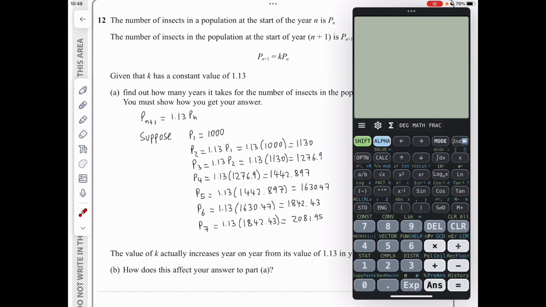It's also useful to have a look at how we could use the calculator here to streamline this process. So I'm starting by storing the 1,000, which was the initial population, onto my answer key by pressing the equal sign. And then I'll be doing 1.13 times the answer, and I will see how many times I need to press the equal sign in order to get the population to double. So I press it once, twice, 3, 4, 5, 6 times. So 6 years for the population to double.